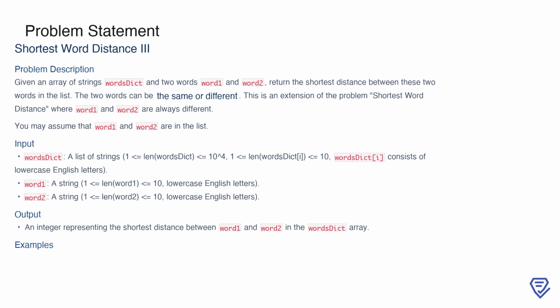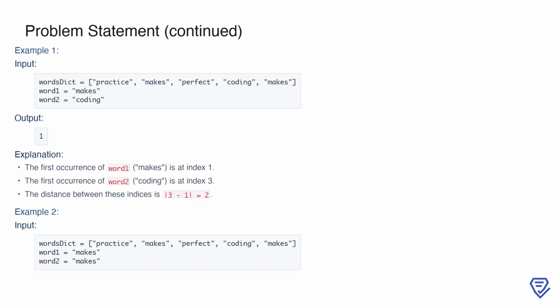The problem also guarantees that both word1 and word2 will always be present in wordsDict, so we don't need to handle cases where either word is missing. Let's look at the first example to understand the problem better.